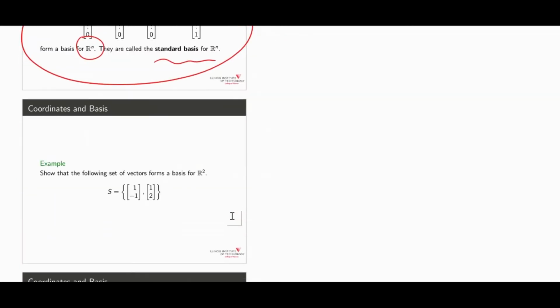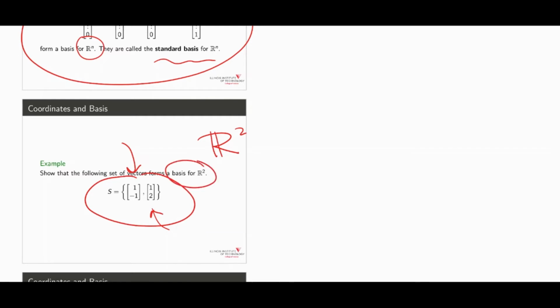Okay, so let's look at another example. Right now, we are still in R2. We don't want to get too ambitious yet, so we are still looking at a vector space that we are very familiar with. You are given a collection of vectors, a set which has these two vectors. And the question is whether or not this set is also a basis for R2. Is it a basis for R2?